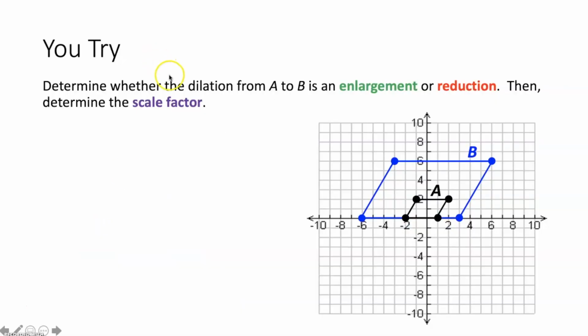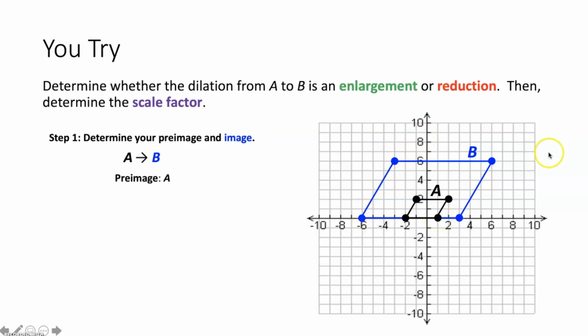Okay, doing the same thing here. Remember, our first and most important step is to figure out which of these figures over here is our pre-image and which is our image. Well, we are determining whether the dilation from A to B is an enlargement or a reduction, meaning we're going from A to B, meaning this figure A over here would have to be our pre-image, and this figure B here in blue would have to be our image.